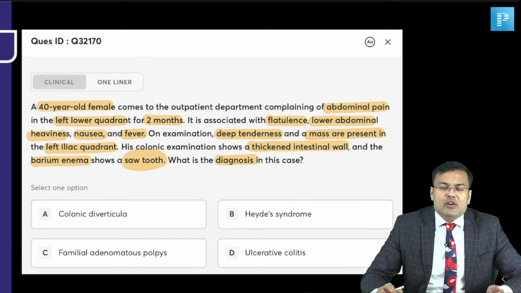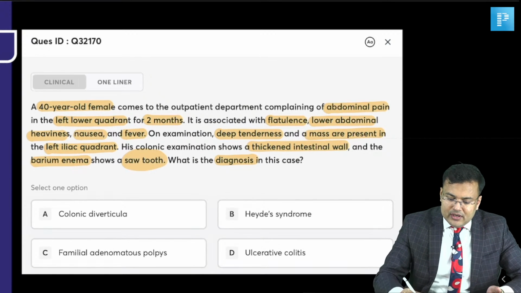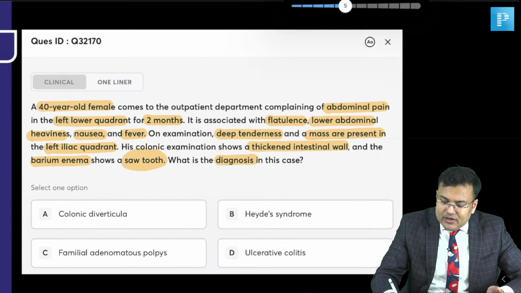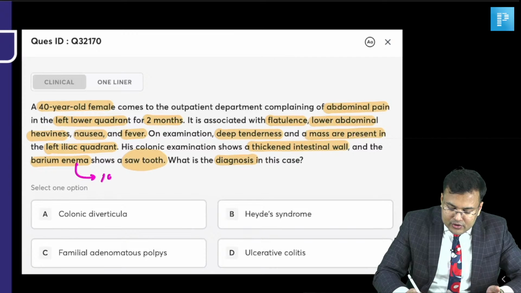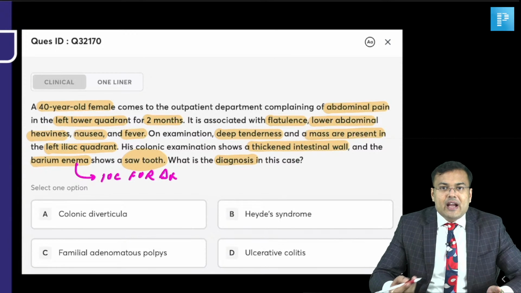So patients are having colonic diverticula, and you know what is the investigation of choice for diagnosis? Guys, what is the investigation of choice for diagnosis of colonic diverticula? It is barium enema. So barium enema, it is the investigation of choice for diagnosis. Clear?